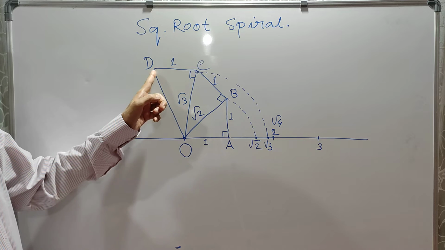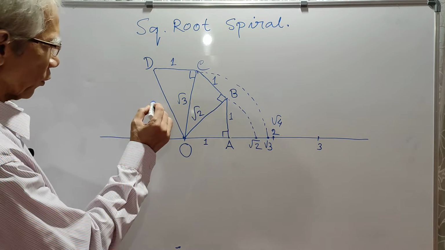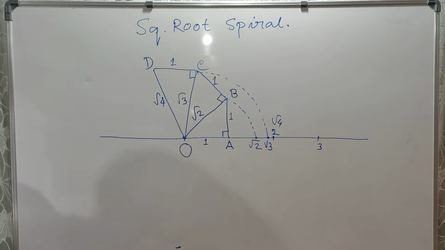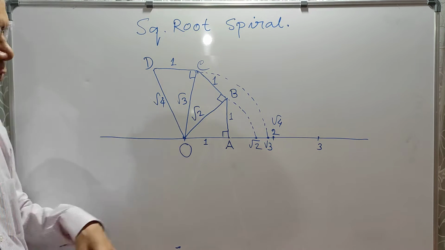Root 3, this is 3 plus 1, 4. So this is root 4. Now root 4 is this one, we have already seen. Now we want to locate root 5.